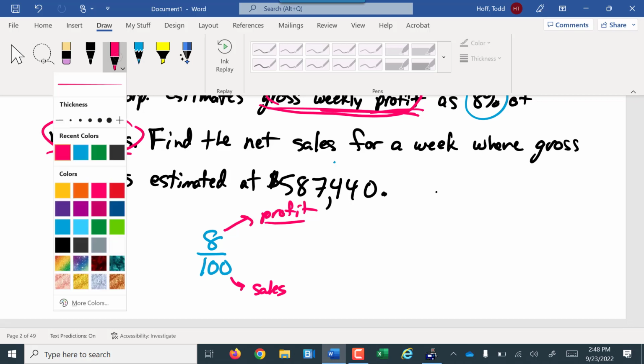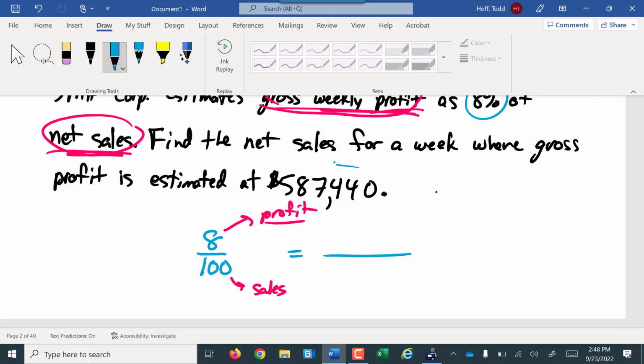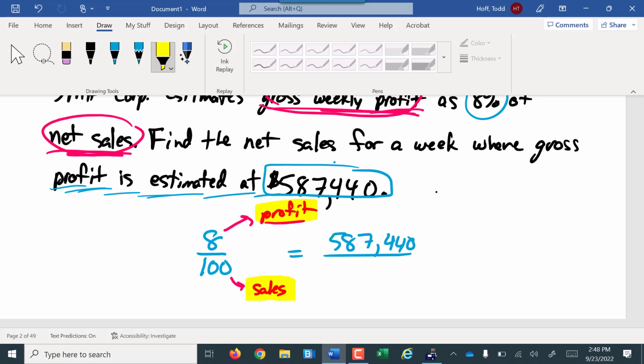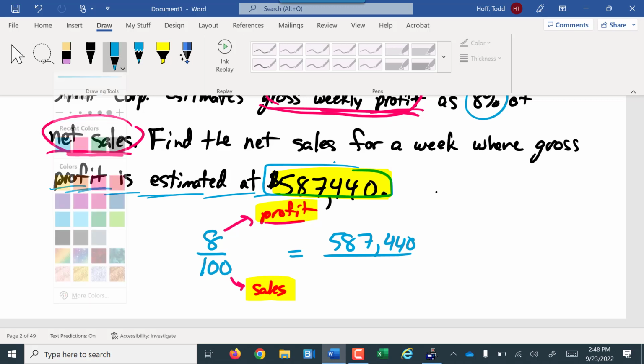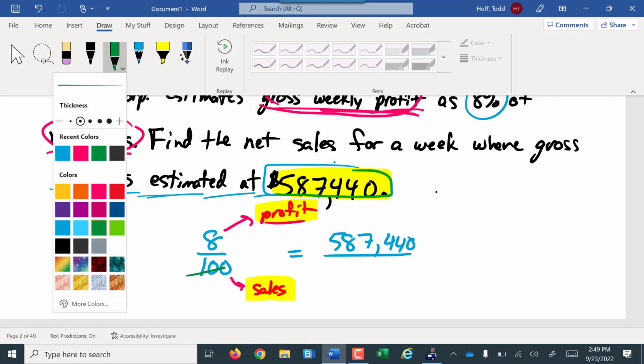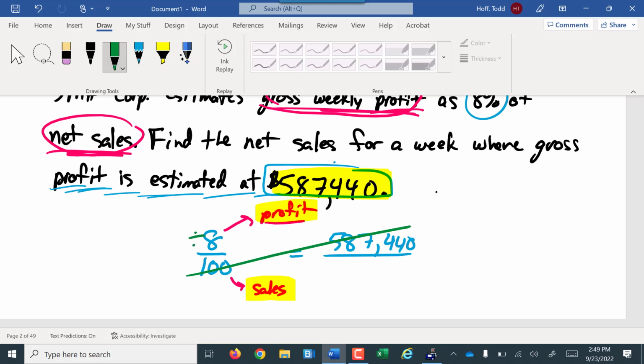So to set up the other side of this, the 587,440, is that the profit or the sales? That's the profit. That's why I went ahead and I labeled these things here, because in a problem like this where you have such a large number, your brain wants to make that the base amount, but it's not. It's the portion. The base amount's even larger than that. So when we go ahead and cross multiply and divide, we have 100 times 587,440. What is that?